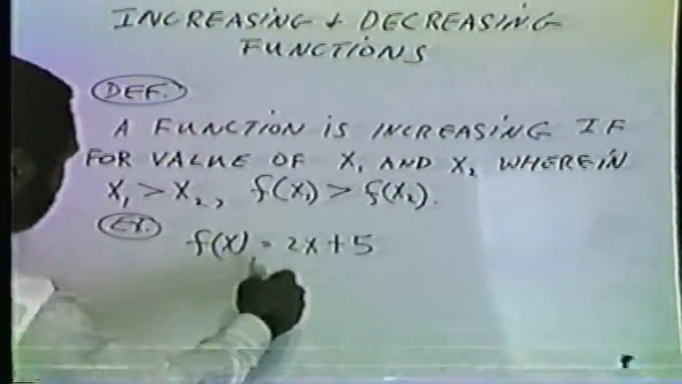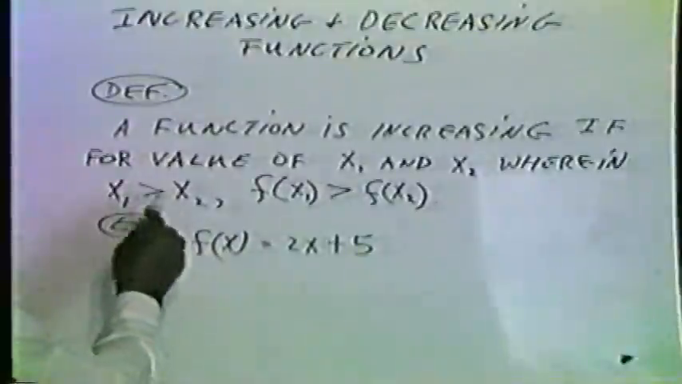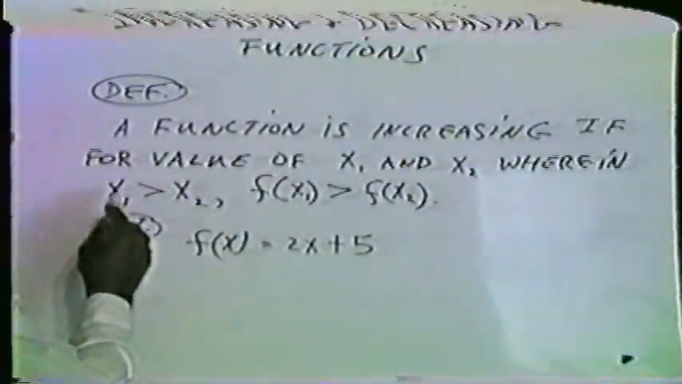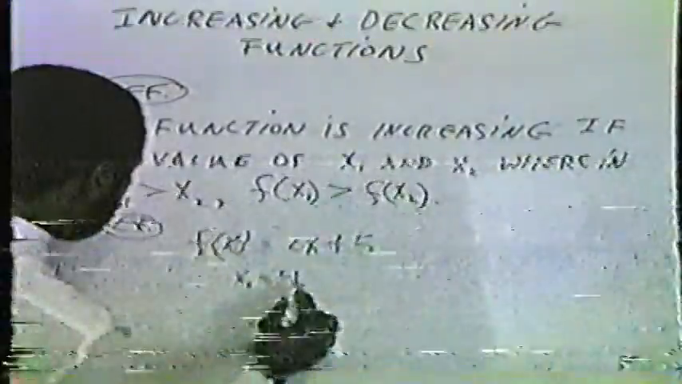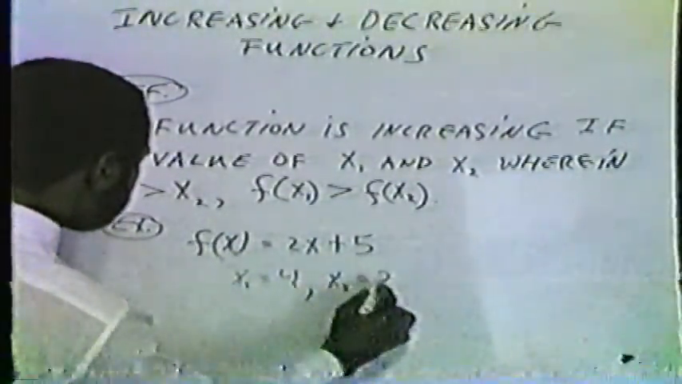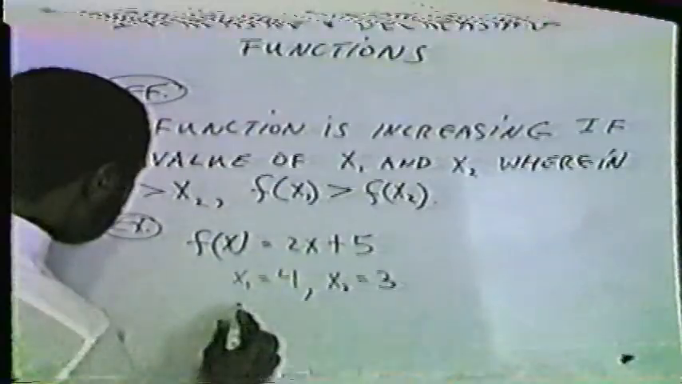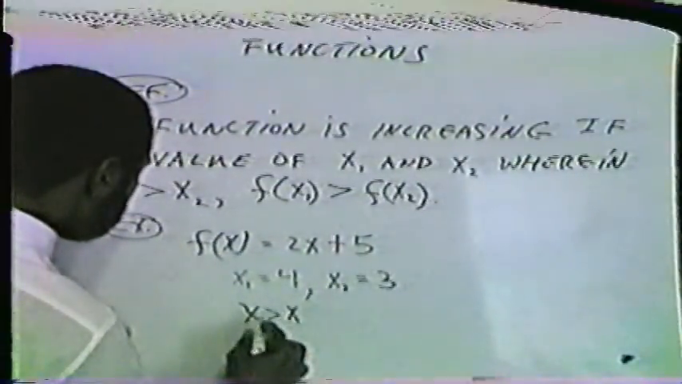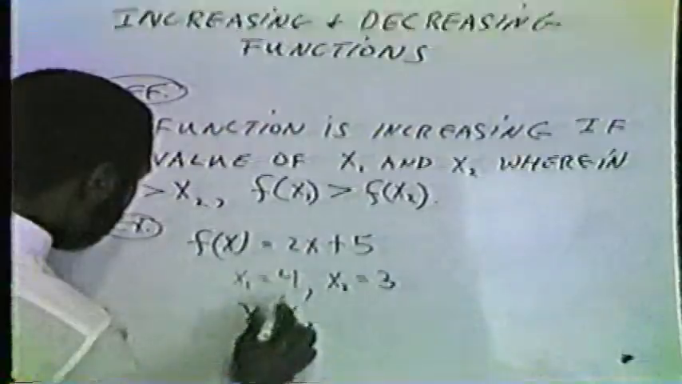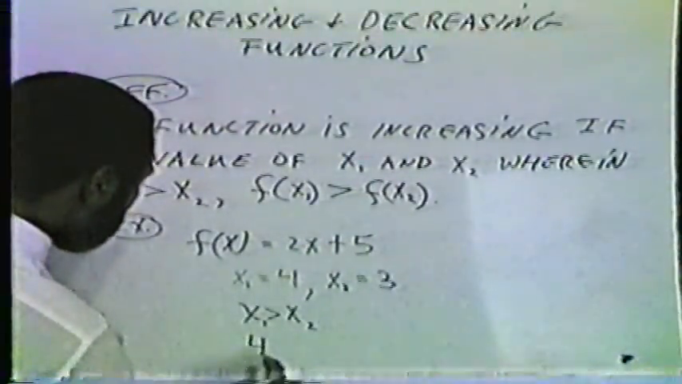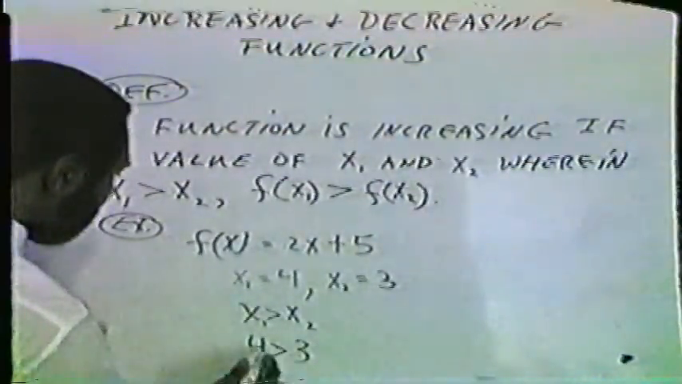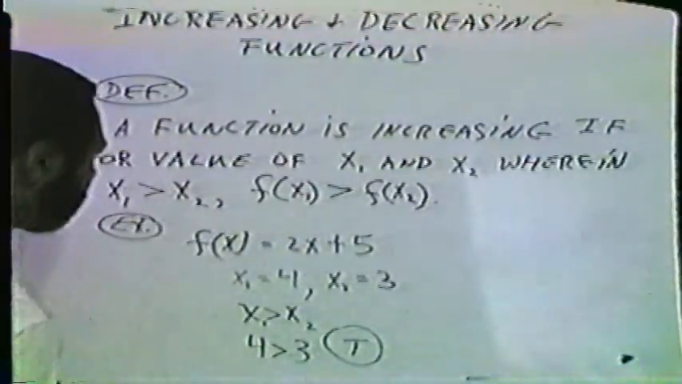So let's see if this is increasing or decreasing. We choose our two numbers so that the first one is larger than the second one. So let's say I'll let x sub 1 be 4 and x sub 2 be 3. So x sub 1 equals 4, x sub 2 equals 3. First of all, I have x sub 1 is greater than x sub 2, and in this specific case, 4 is greater than 3. And this statement is true.